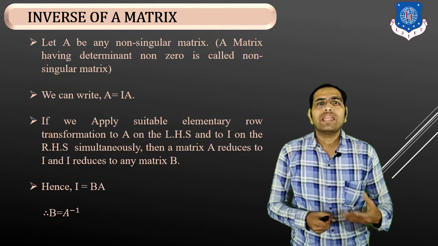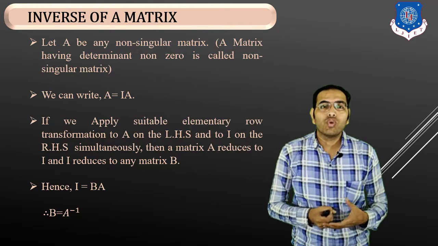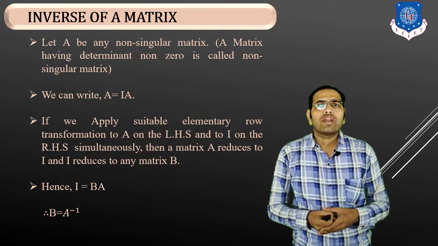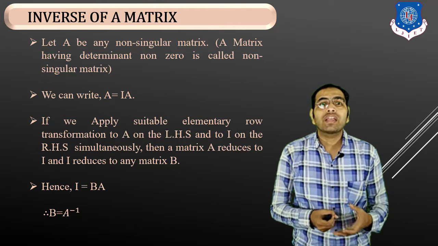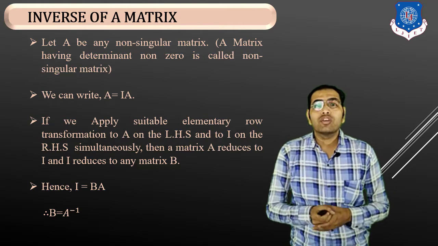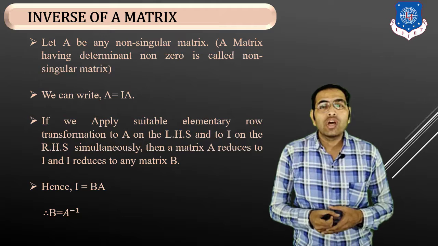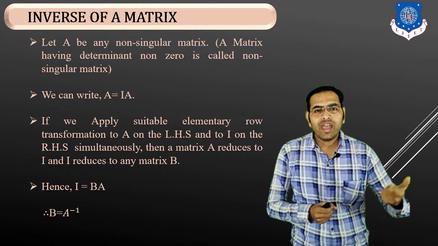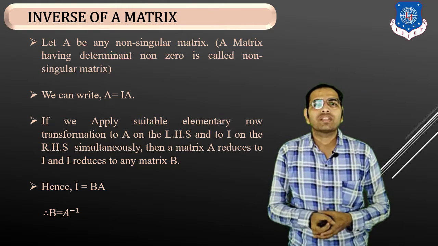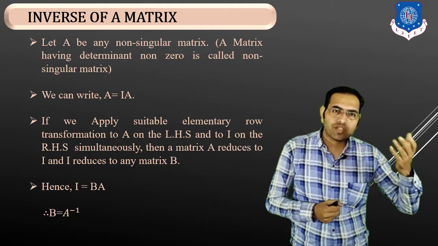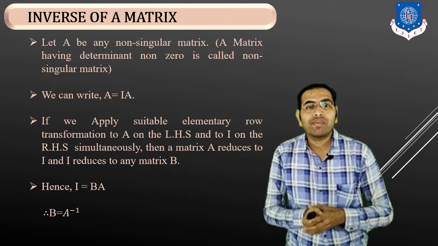Let capital A be any non-singular matrix. If it is non-singular, then the determinant is non-zero, meaning not equal to 0. Then we can write capital A equals IA, where I indicates the identity matrix. We apply suitable elementary row operations, or row transformations, on matrix A in the LHS portion and on the identity matrix in the RHS portion simultaneously. Whatever operation we apply on the LHS is automatically applied to the identity matrix on the RHS.